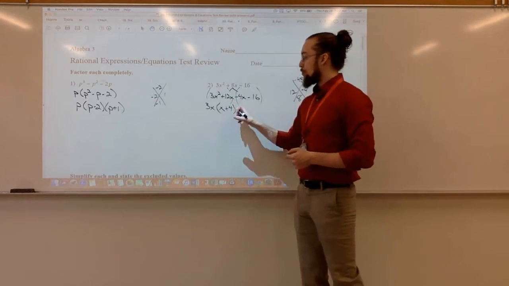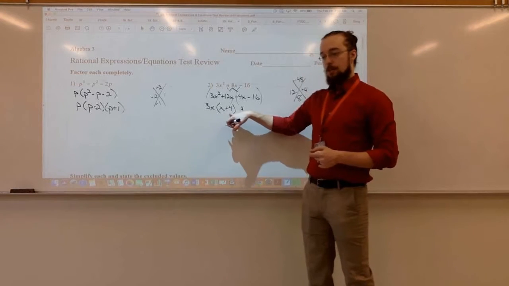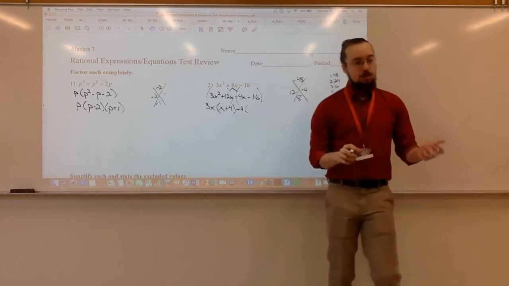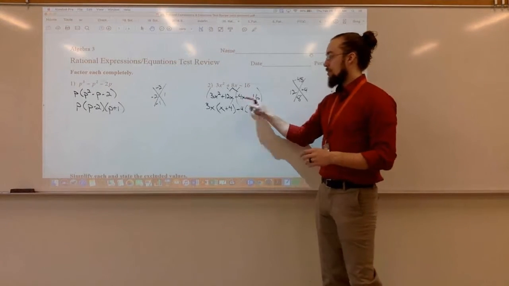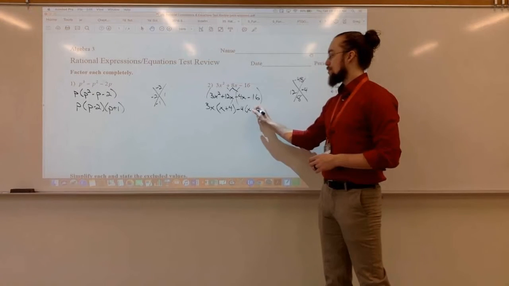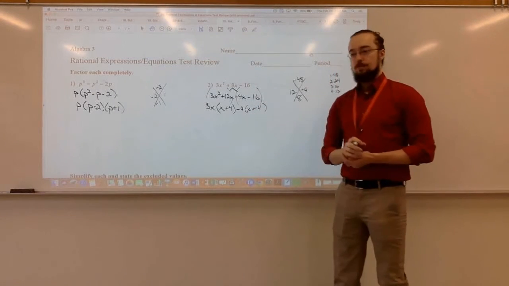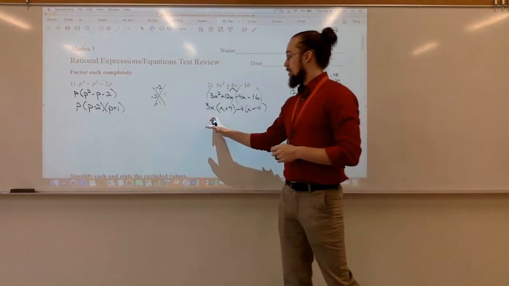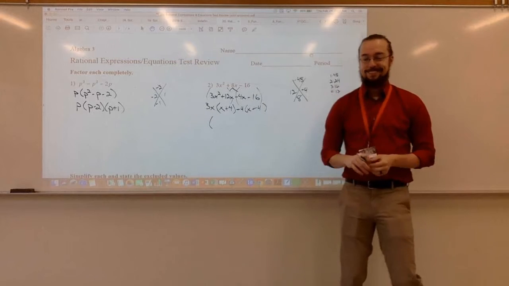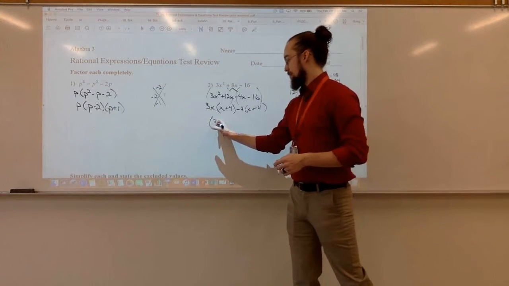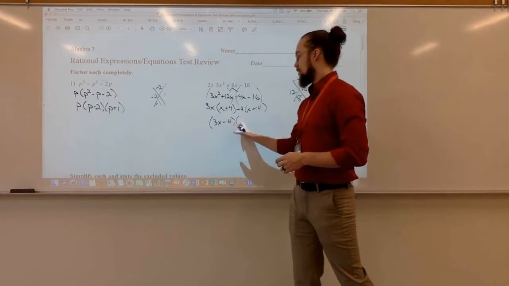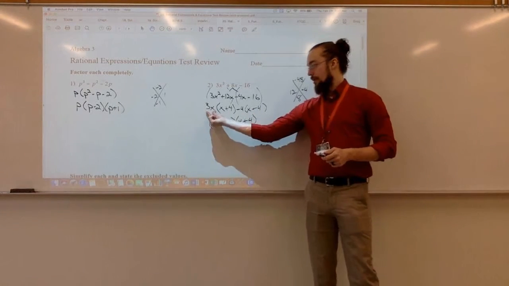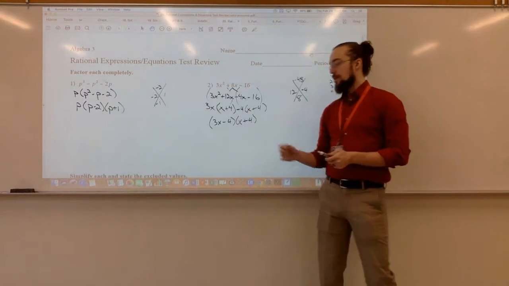So what we probably want to do, if we want to make that factor look exactly like this, I want to take out a negative 4. So if I take out a negative 4, this would become positive x, and this would become positive 4. Okay. Let's do 3x, x minus 4 in one, and then x plus 4 in the other one. Okay, so my final factored form looks like this. 3x minus 4 times x plus 4.